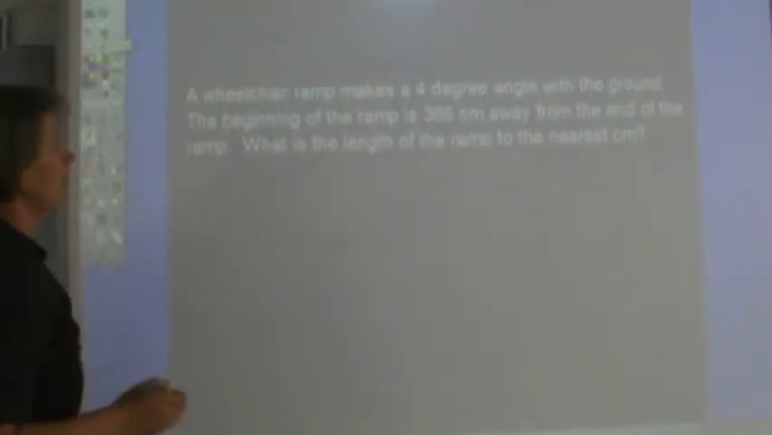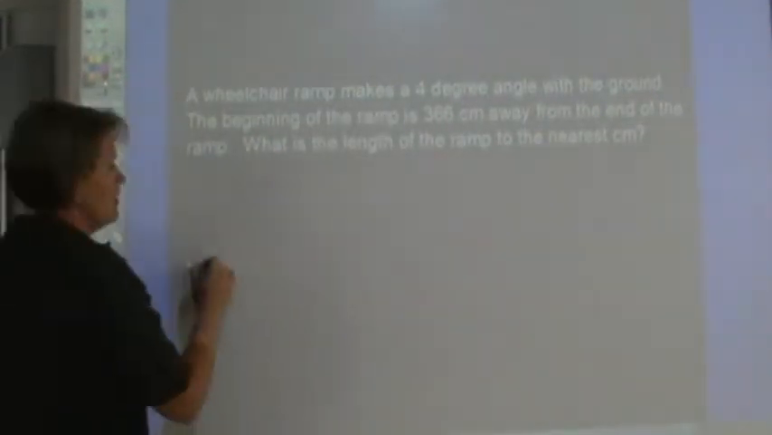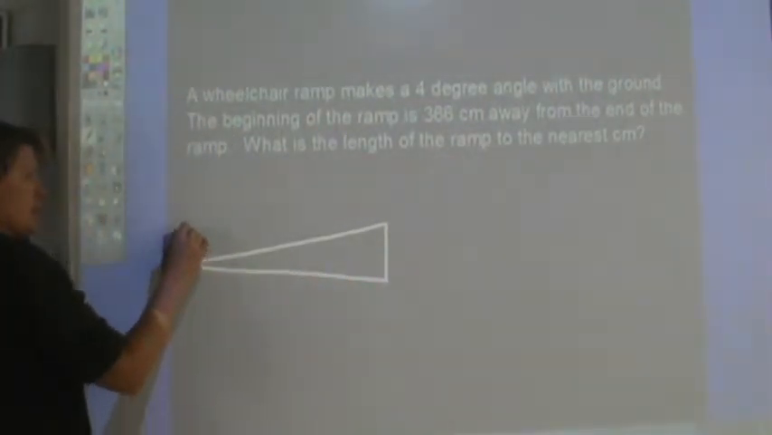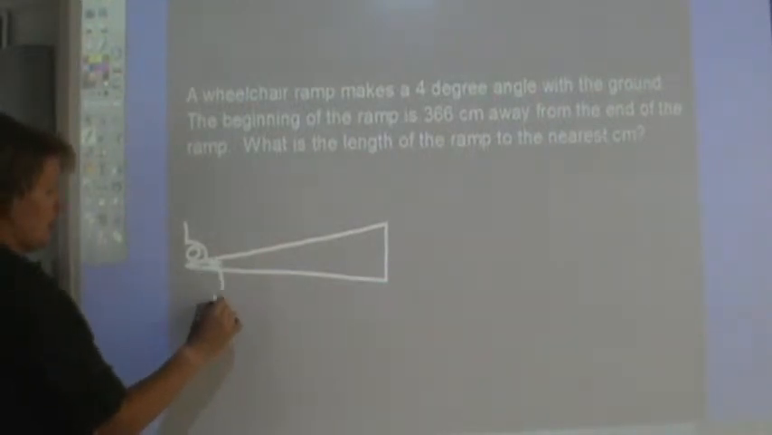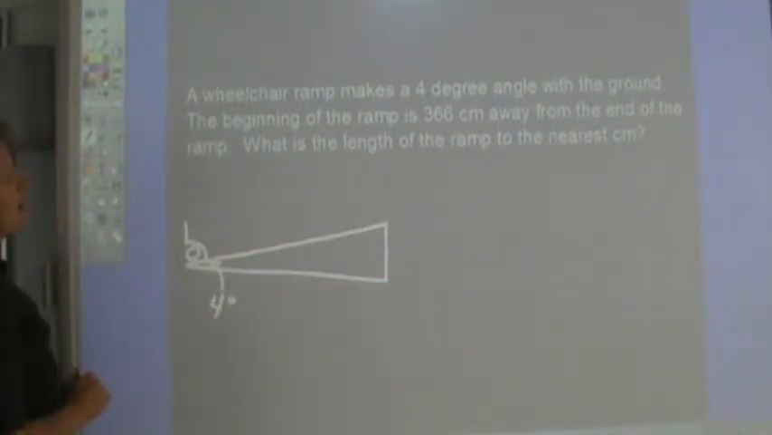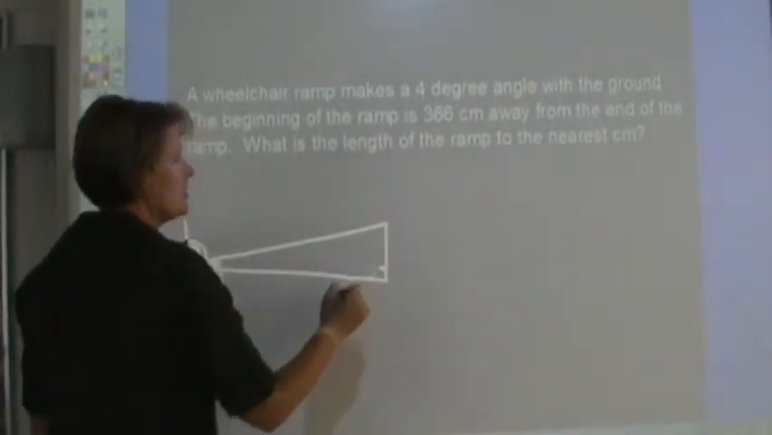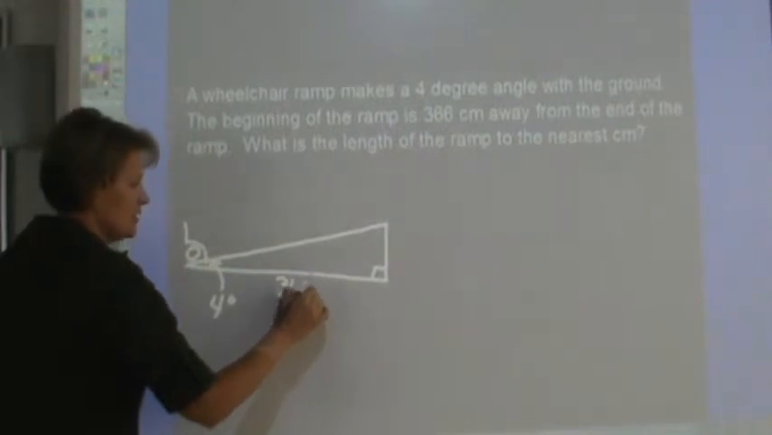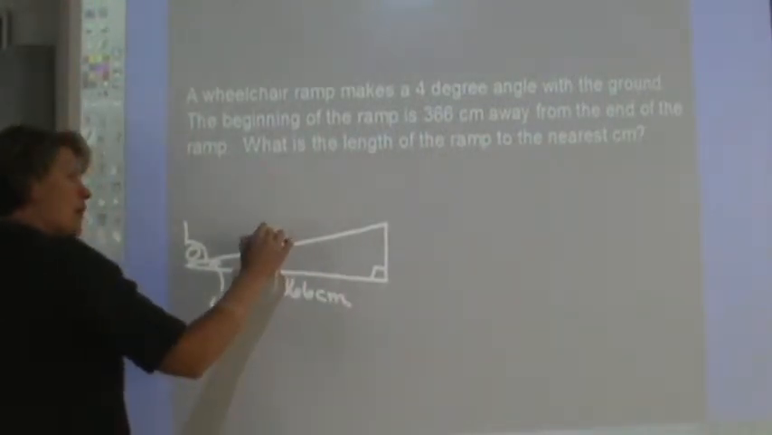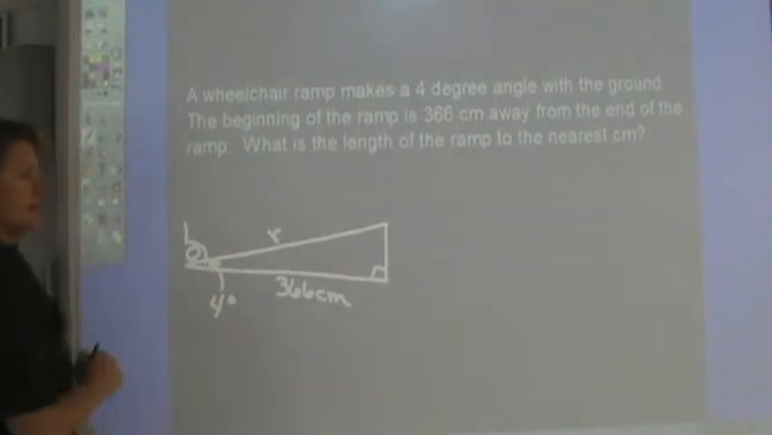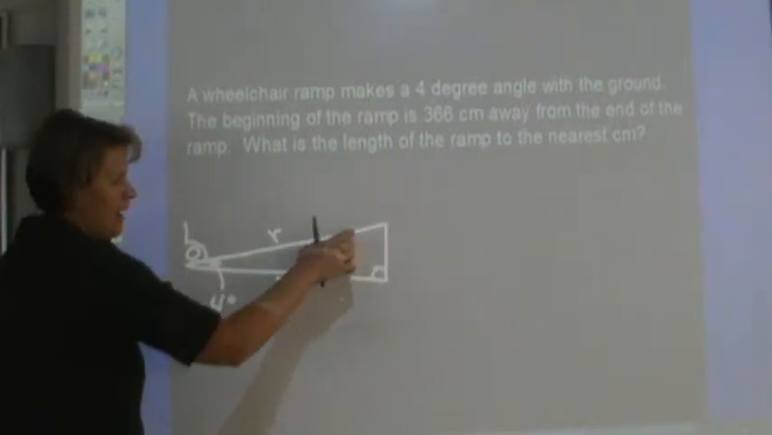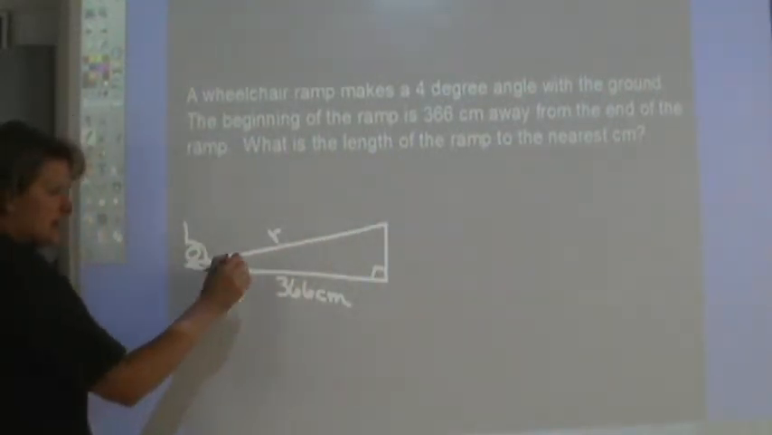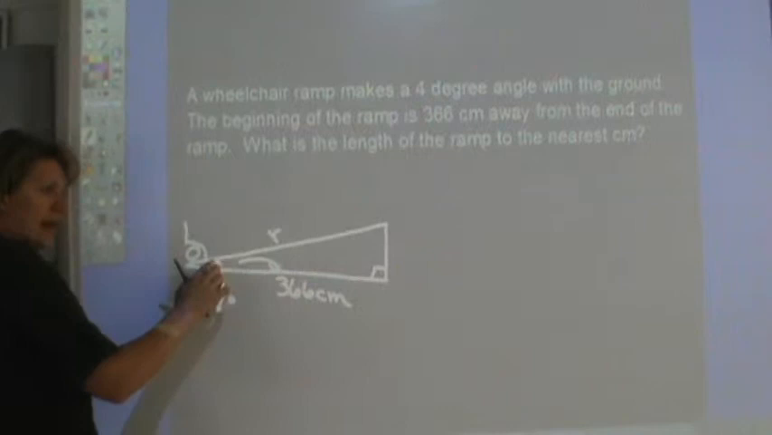Okay, here's another one. We got a wheelchair ramp making a 4-degree angle with the ground. Okay, so here's our wheelchair ramp, and it's a 4-degree angle, so this angle right in here is 4 degrees. The beginning of the ramp is 366 centimeters away from the end of the ramp. What's the length of the ramp to the nearest centimeter? So this is 366 centimeters, and we want to know the length of the ramp, so that right there. All right, so from our angle, we know this is the hypotenuse, and from this angle right here, it's the side right next to my angle.